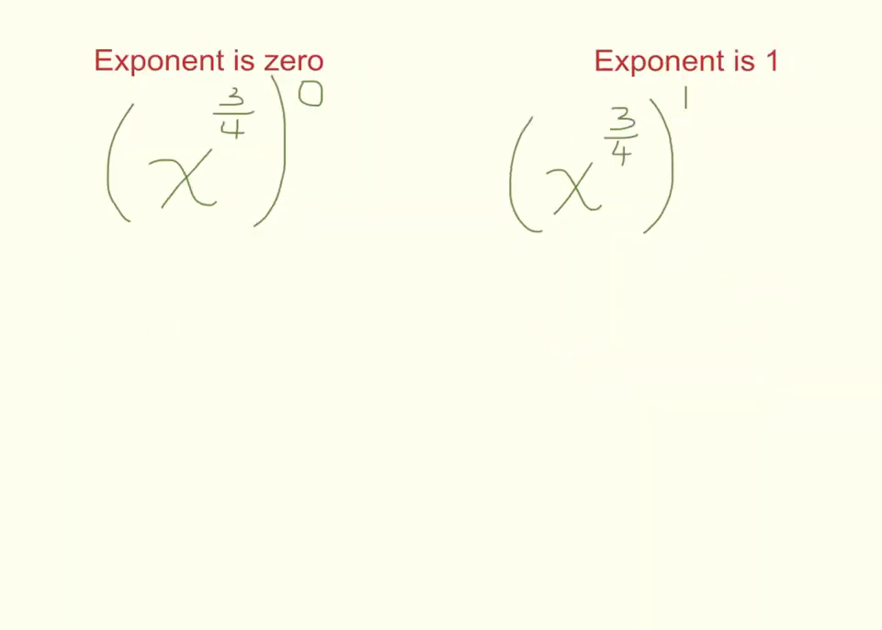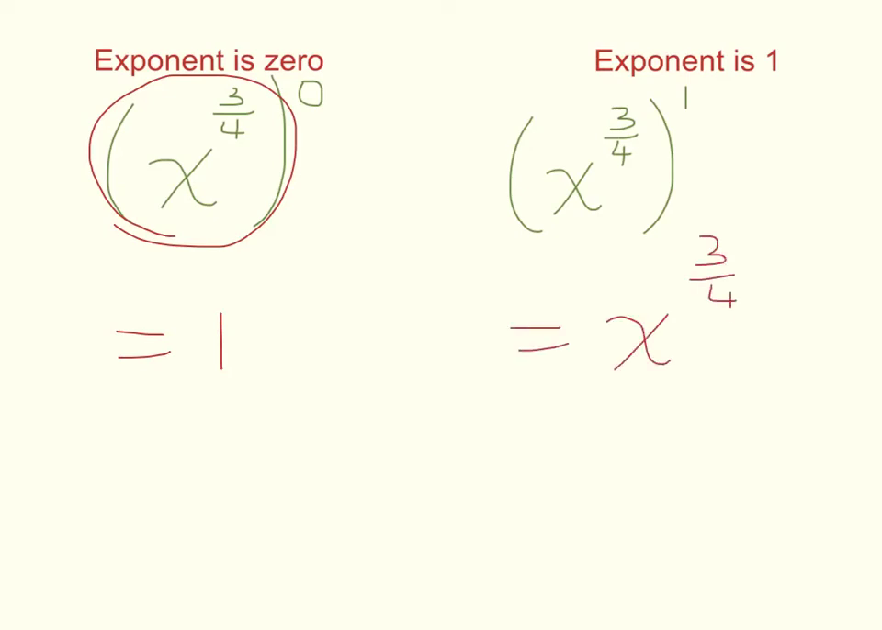All right, let's look at when the exponent is 0. As we know, using patterns, anything raised to the exponent of 0 is 1. So when our anything is a whole base raised to a fractional exponent, it's still equal to 1. When the exponent is 1, we know the answer is the base, so this will be equal to x to the 3/4.